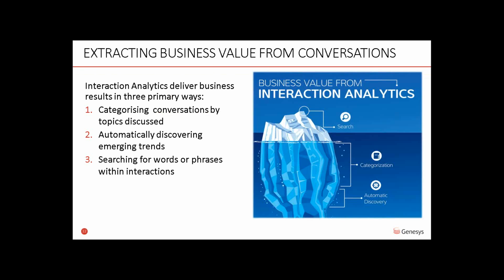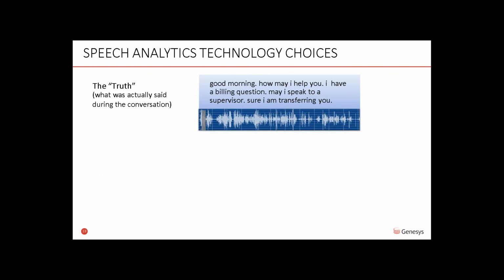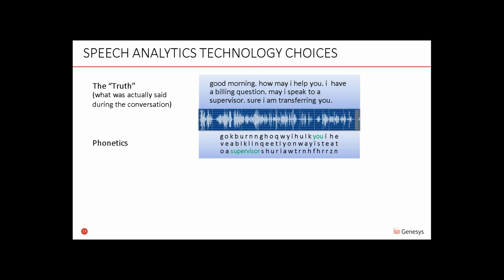And this is important to keep in mind when we talk about the types of technologies available for speech analytics today, which I'll do on the next slide here, because there are a few different technologies available for speech analytics today, but each of them has advantages and disadvantages for delivering those particular use cases for interaction analytics. The first speech analytics technology is called phonetics.